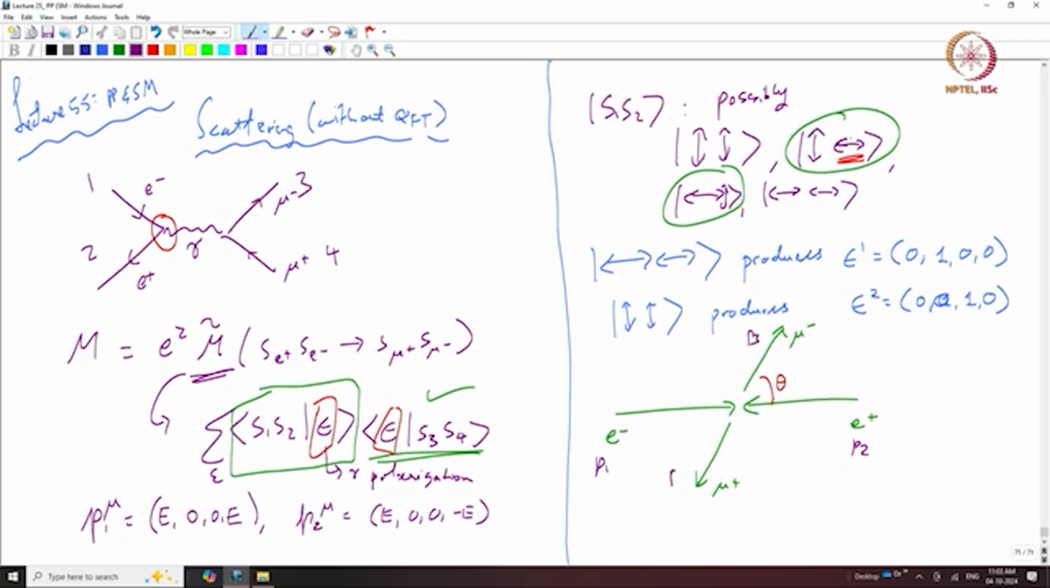P3, P4. Okay, and most importantly, this is in the center of momentum frame. I'm literally drawing this in the center of momentum frame. That matters now because I'm thinking of this scattering angle, which I call theta. This angle is in the center of momentum frame. Okay, in another frame, this angle obviously will change.